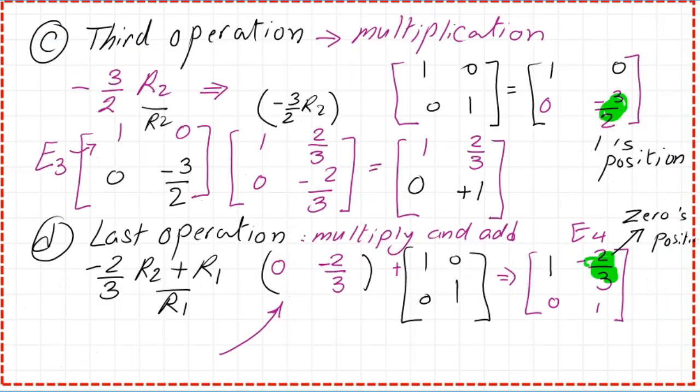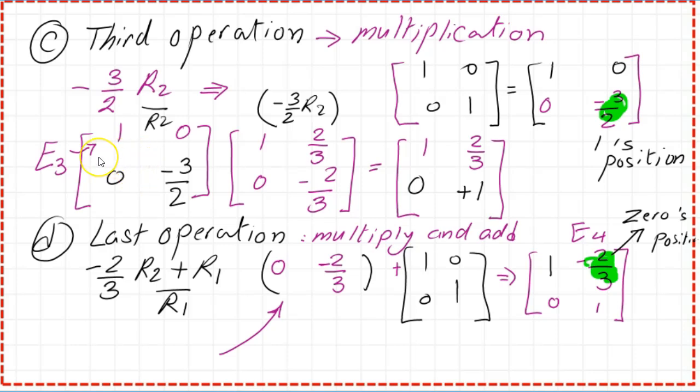The third operation was multiplying -3 over 2 by the second row. So if we multiply -3 over 2 by the second row, -3 over 2 multiplied by 0 is 0, -3 over 2 multiplied by 1 is -3 over 2. So this is the elementary matrix after we have done this operation. We will put it here to the left side.